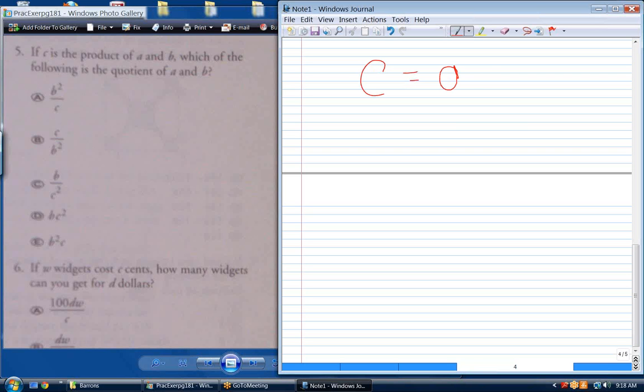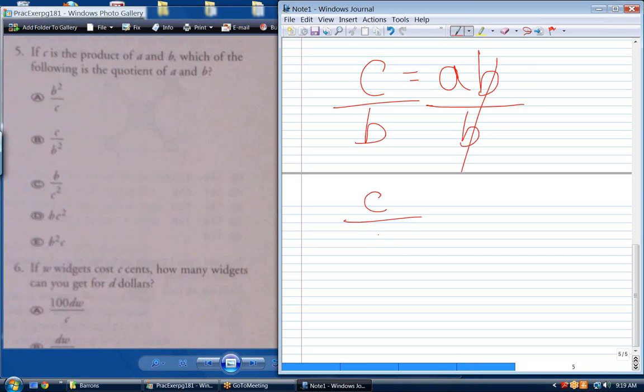C is equal to AB. Well, which of the following is the quotient of AB? Well, what would I have to do to get A divided by B? To both sides of this equation, divide both sides by B. Well, that's a start. We could do it in one step, but I don't mind doing it in two steps. So that gives you A.